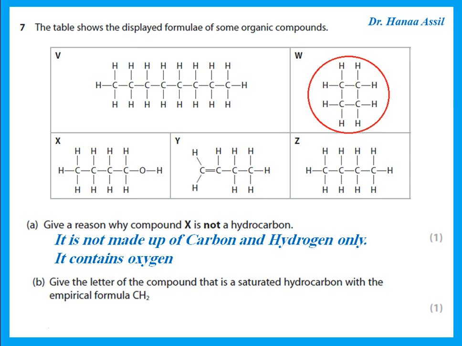Remember that the normal saturated hydrocarbon, which is alkanes, a normal alkane will have CnH2n+2. That means the number of hydrogens is twice the number of carbons plus 2. But if it is cyclic like W, all the carbons joined in a cycle around each other, then the number of hydrogens is twice the number of carbons. So my answer here is W.